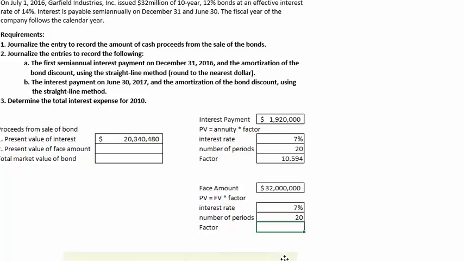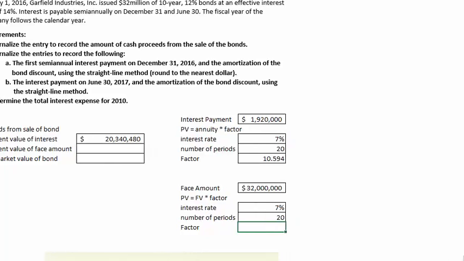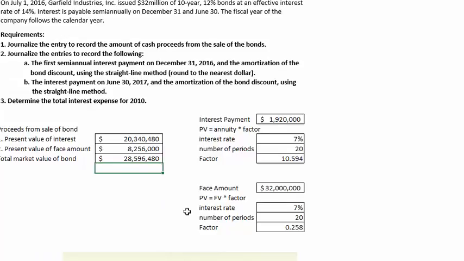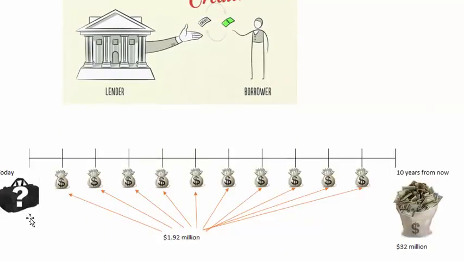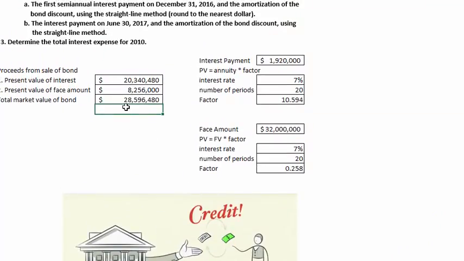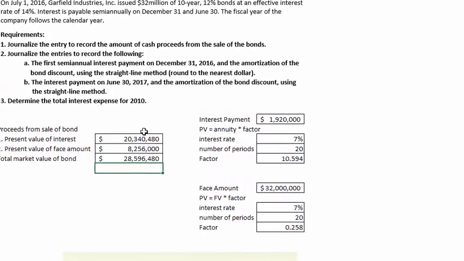So now you have to go to the table, present value of a single payment, present value of 1, and you go over to 7%, you go down to 20, and you find the factor of 0.258. So the present value of the face amount is the factor times the future value, 8.256 million. You add both of those together, and what that tells us is the lender is willing to give us today's value of all these cash flows combined. They're not going to give you a penny more than $28,596,480, which is significantly lower than the $32 million face value.